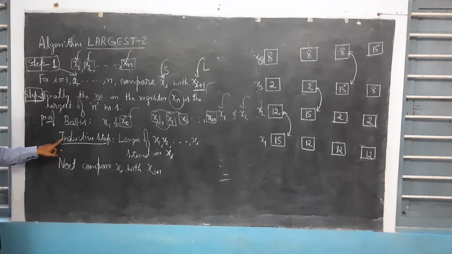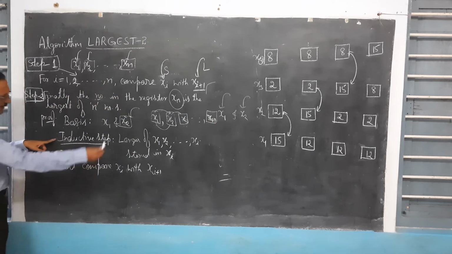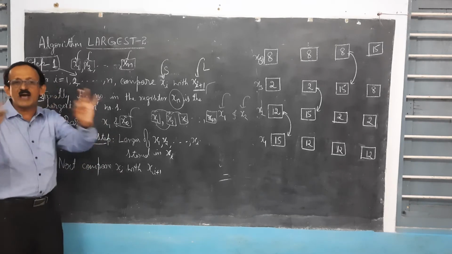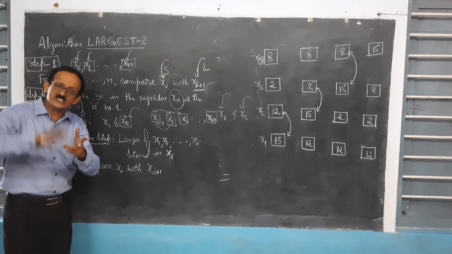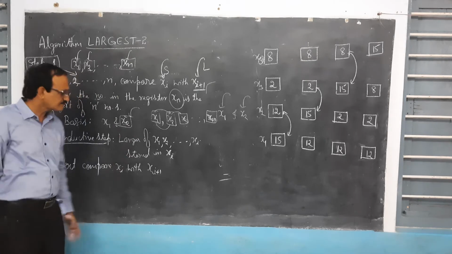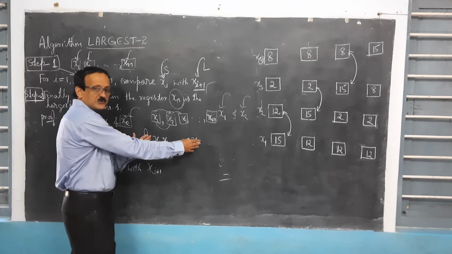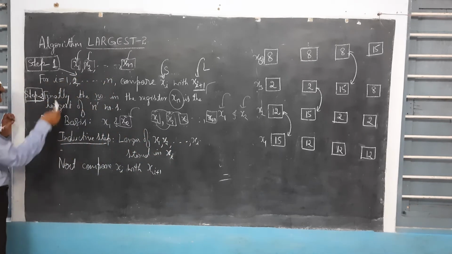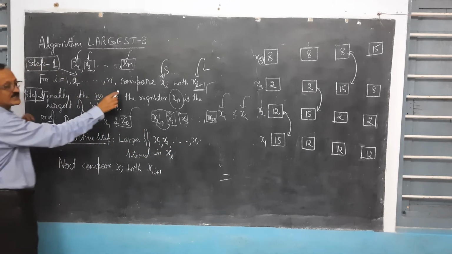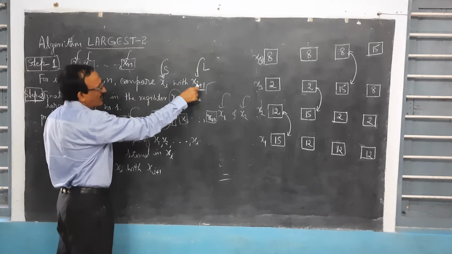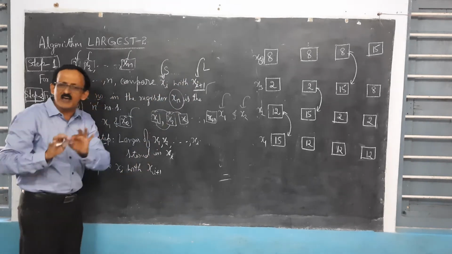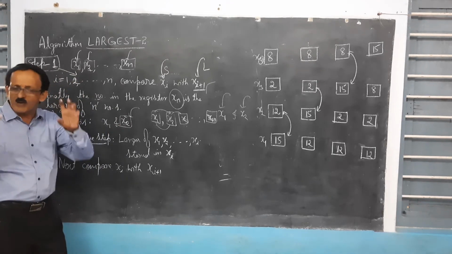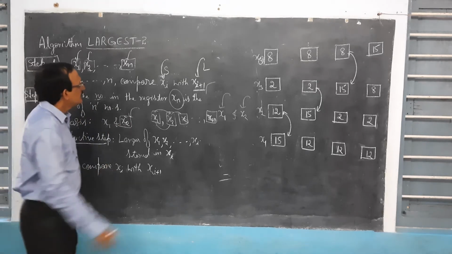What is the inductive step? First you are comparing x1 and x2. Then in the inductive step there are i values: x1, x2, x3, up to xi. Among the i values, you use step 1, that is, comparing two values. For each i, you are comparing two values in two registers.